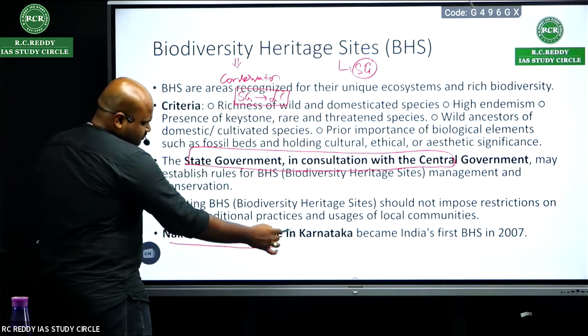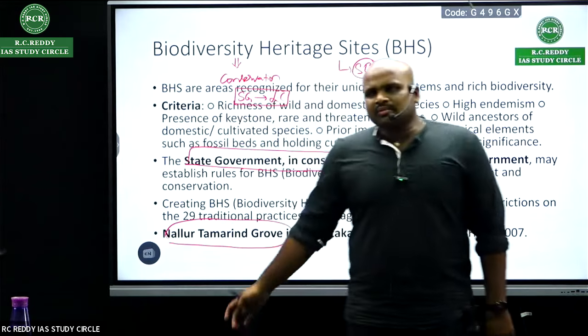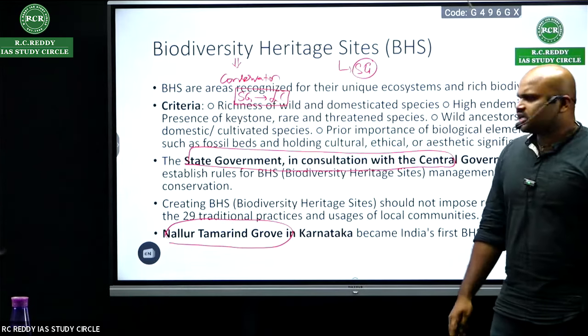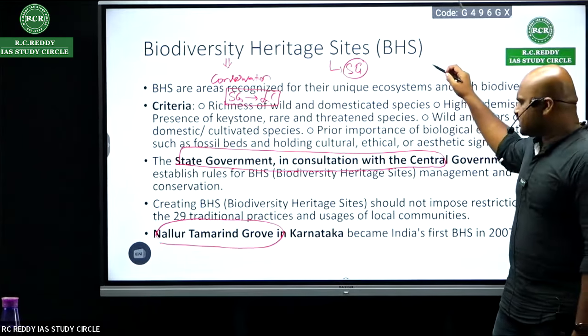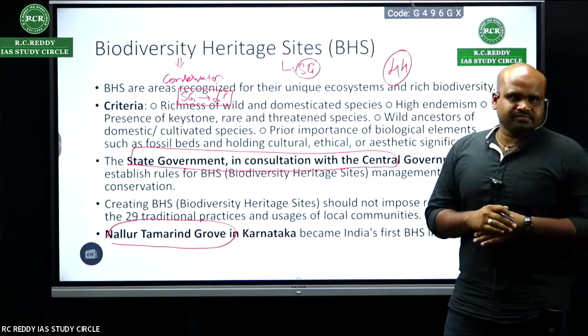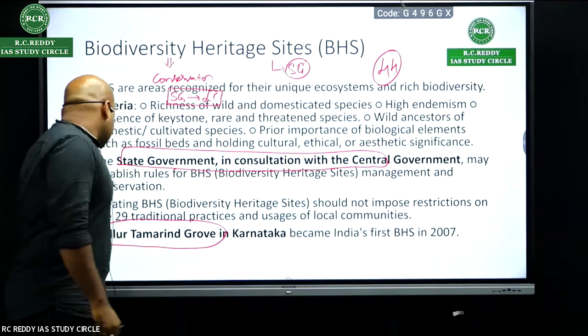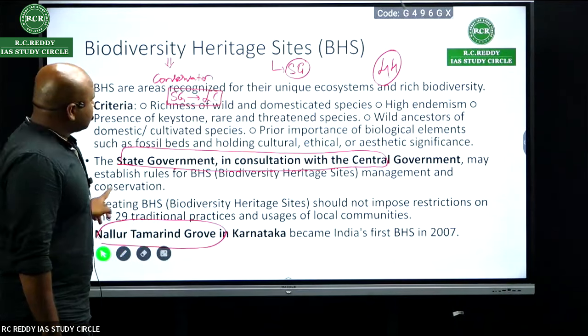The rest then, Nallur Tamarind Grove. Nallur Tamarind Grove was the first biodiversity heritage site. How many biodiversity heritage sites are there in India today? Around 44 biodiversity heritage sites are there in India today.